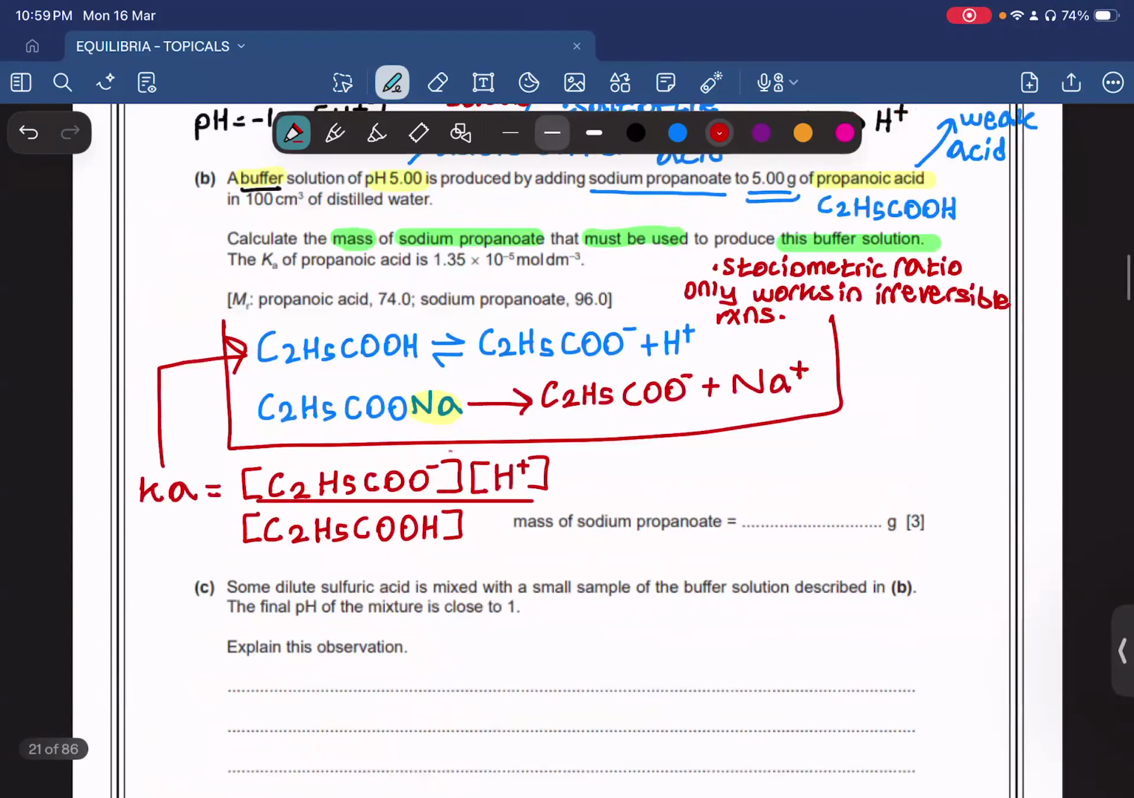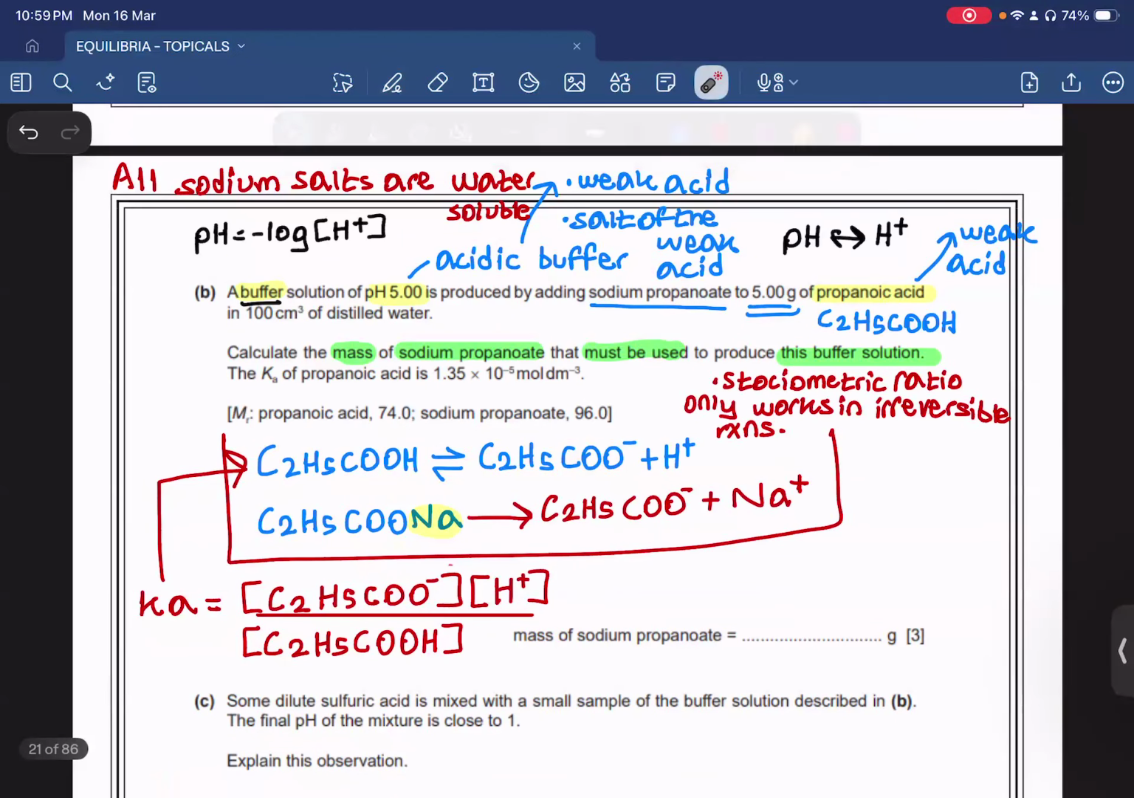Okay, now we have the Ka value. We have the concentration of H plus ions. Now you might look at this question and say, where do we have the concentration of protons? Well, we do. Look at this, we have the pH. If you have the pH, you have the H plus ions already. So you have this, you have this. Now, in order to find the concentration of this, you need to have the concentration of this.